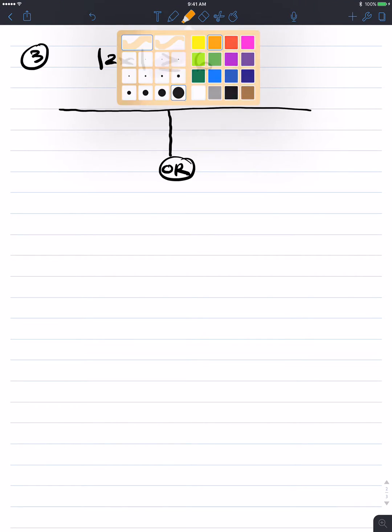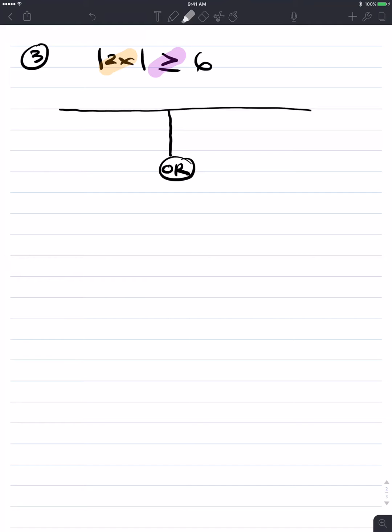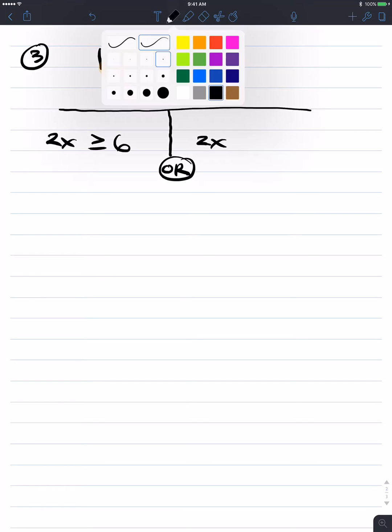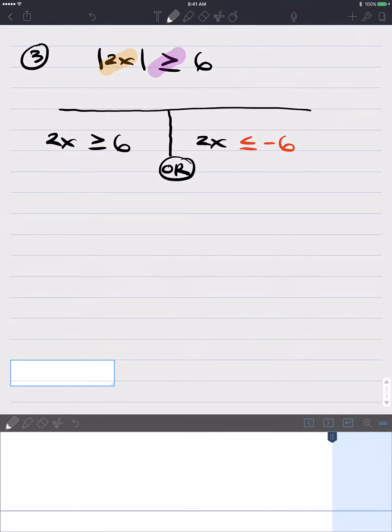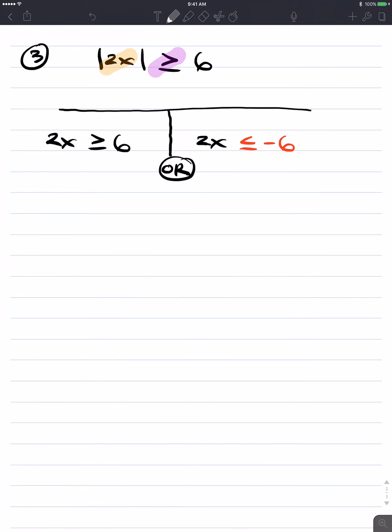What's between the absolute value sign is 2x. So here's what we begin to do. 2x is greater than or equal to 6. Our 2x is going to be less than or equal to -6. We switch the direction of our sign and we take the opposite value. We're going to solve these inequalities and graph the union.